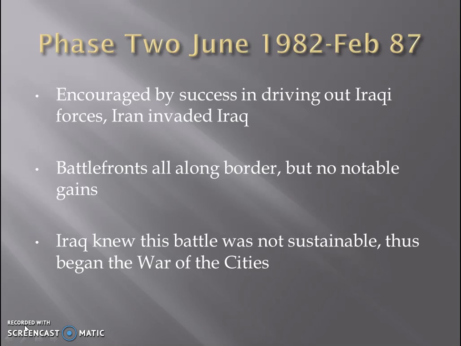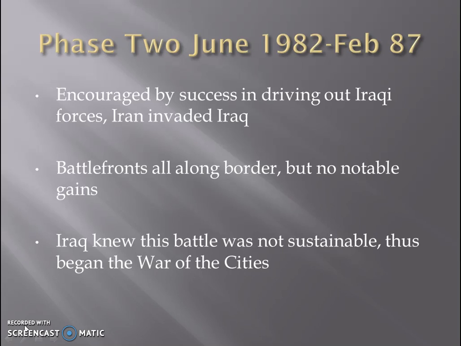Due to their recent successes, Ayatollah Khomeini and the Iranian military were very encouraged by the gains they'd been able to get, and figured that they could continue to capitalize upon that success. And they moved into Iraq, and they invaded again from the north to the south, all along the border. They moved in and attacked. And while they were not able to gain any significant territory for quite some time, Iraq knew that this battle was not sustainable.